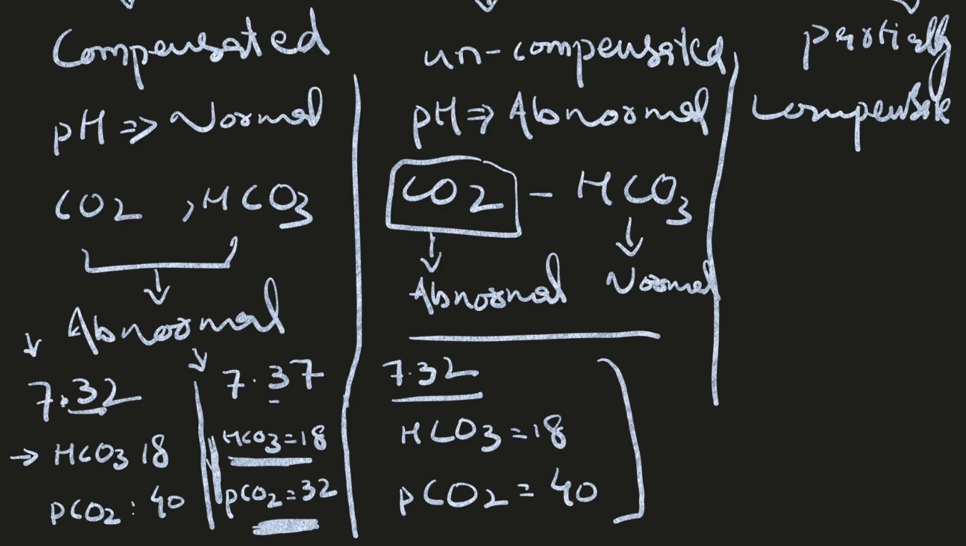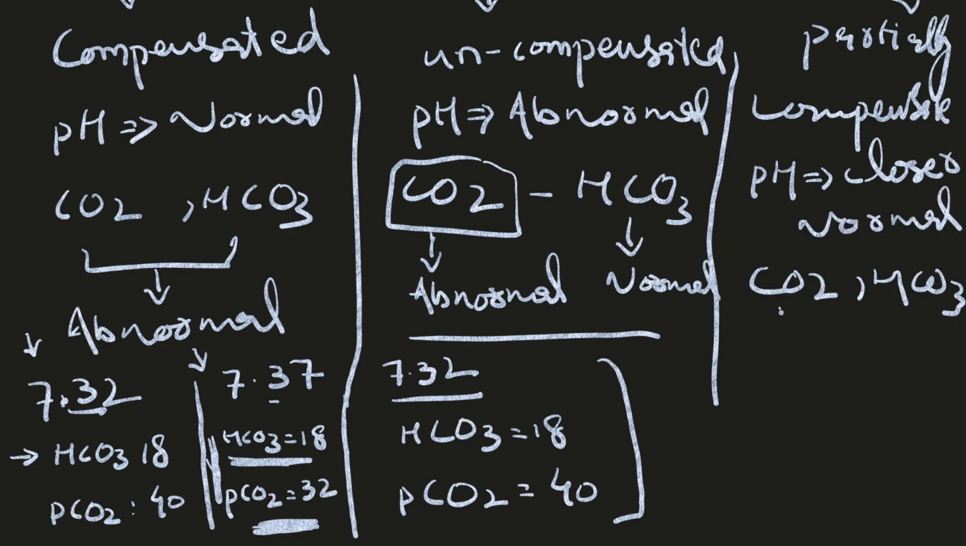Now, what is the partially compensated state? In the partially compensated state, the pH will be closer to normal. It will not be normal, but it will be closer to the normal side. So one of these components will be deranged and the other one will be slightly deranged.